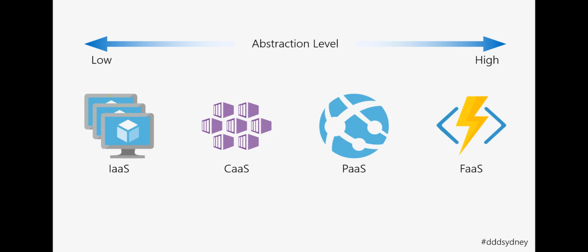When the traffic increases, it automatically scales out, something like this. So in terms of abstraction level, function is fully abstracted, and on the virtual machine side, the abstraction is rarely there, so we need to care about everything.